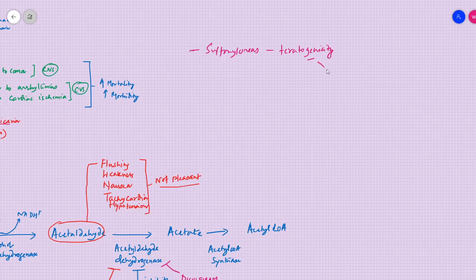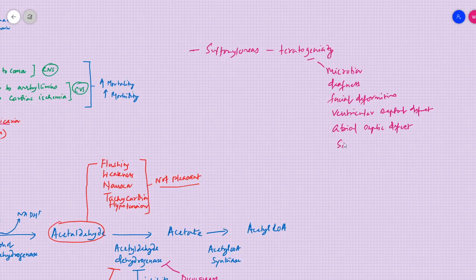There is microtia. There is deafness. There can be facial deformities. There can be ventricular septal defect, or there can be atrial septal defect, or there can be single umbilical artery.